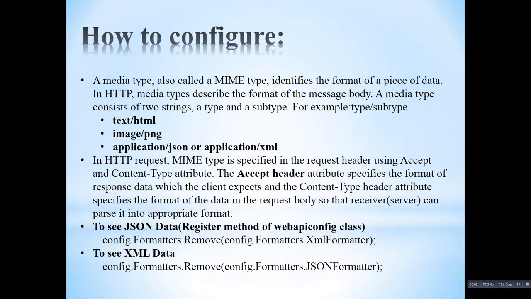And how to see the JSON data? We have different formatters available in the Web API config class, in the HTTP config object. By default, all the formatters are added to Web API, the XML formatter and the JSON formatter. If you want to see the data in JSON format, you have to remove the XML formatter. If we remove the XML formatter from the config object, then you will see the data in JSON format, and vice versa.